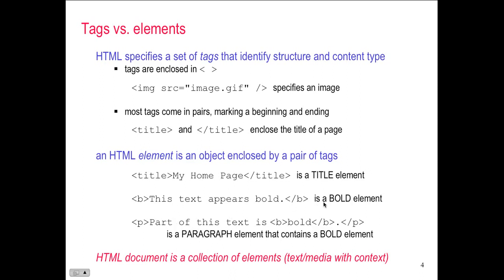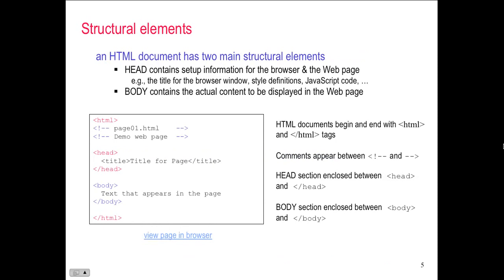And here's the bold element in between the tags. So what happens between the tags is called the element. The tags are the tags. This is the opening, this is the closing. Here's the paragraph tag. So P is a paragraph element that contains a bold element inside of it, because we've nested it inside. So it's a collection of elements, text, media, with content that we're going to use.